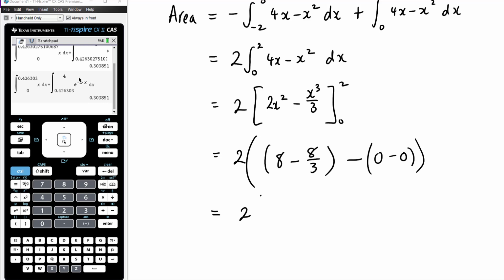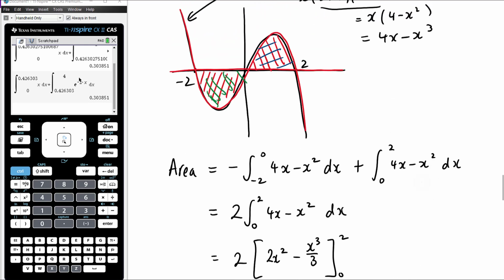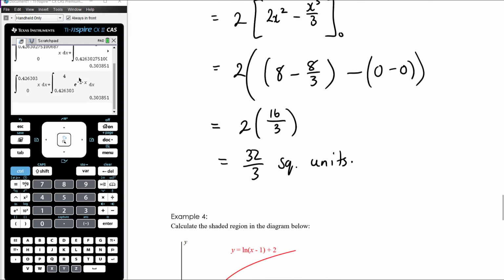Okay, so we've got 2 times 8 minus 8 thirds. 8 is 24 thirds minus 8 thirds, so that's going to be 16 thirds. And 2 times 16 thirds is 32 thirds. And it's an area, so it is in square units. So obviously each of those regions would be 16 thirds, and then adding them together we get 32 thirds.